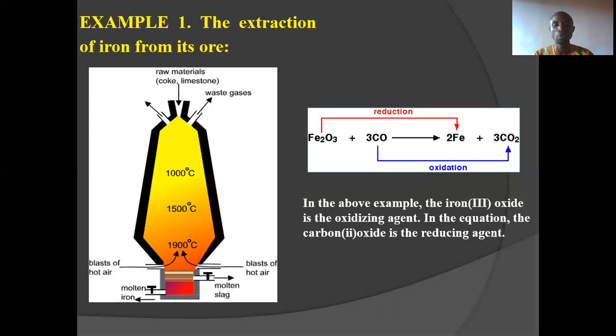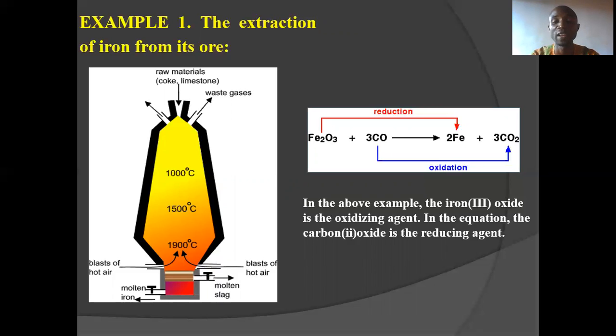So with the given equation, as you can see, iron ore is being reduced. That is, iron III is being reduced to a metal ion. We call it reduction because oxygen is being removed from that ore. And carbon II oxide, as you can see, oxygen is being added to it to become carbon IV oxide. We call it oxidation.